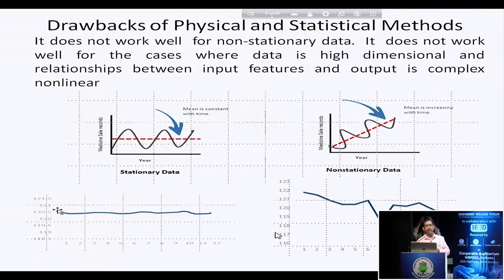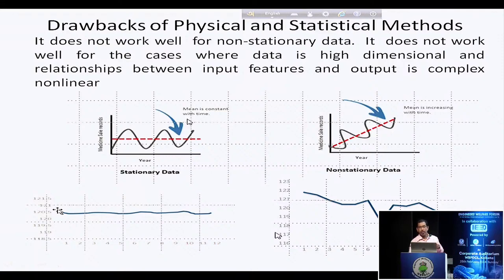Just look at the figure: you will see that this is stationary data. It is periodic in nature, and so the mean is constant. Stationary data means the mean and variance are constant.